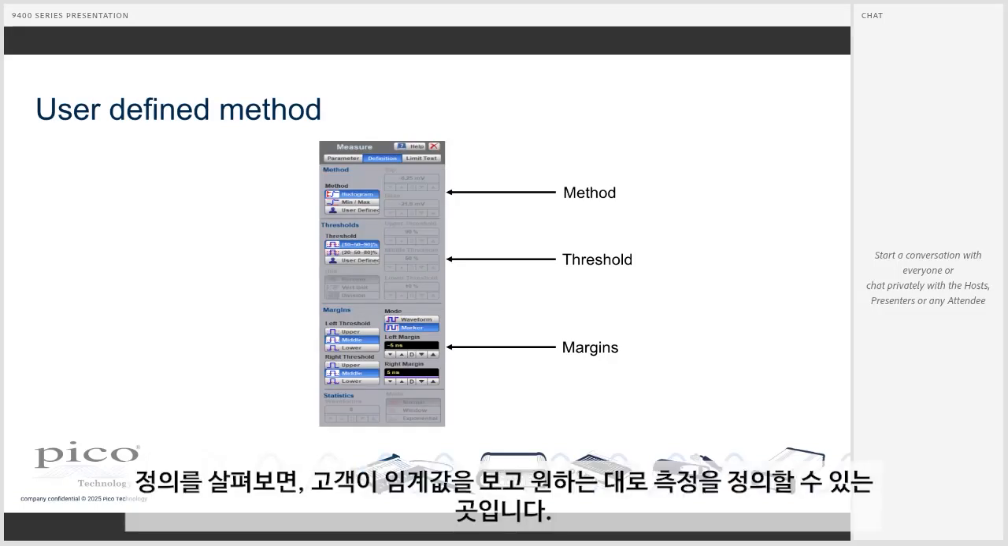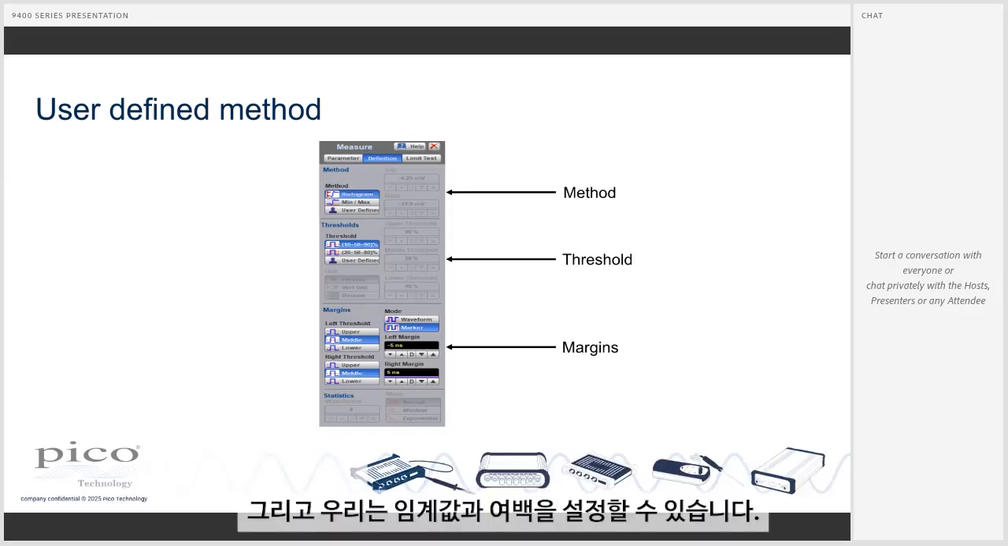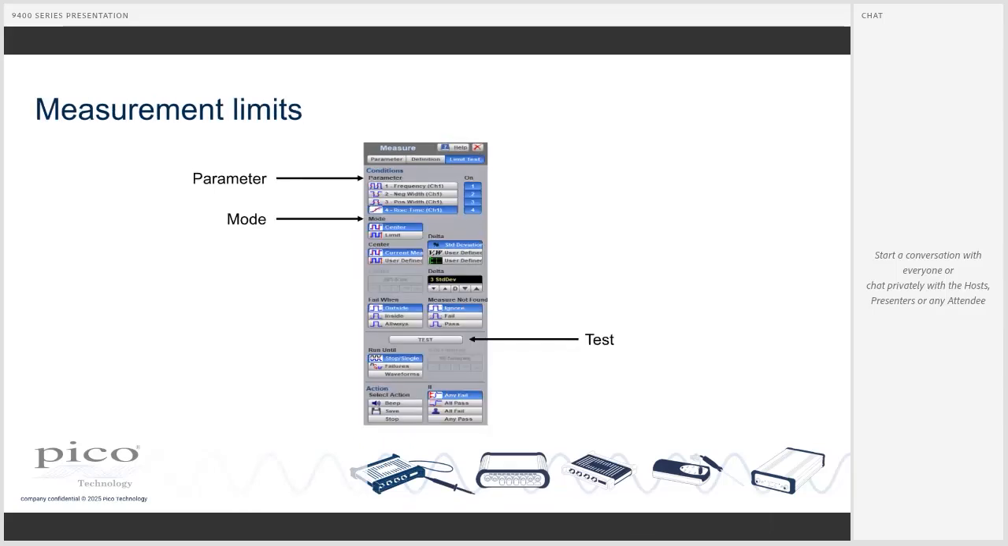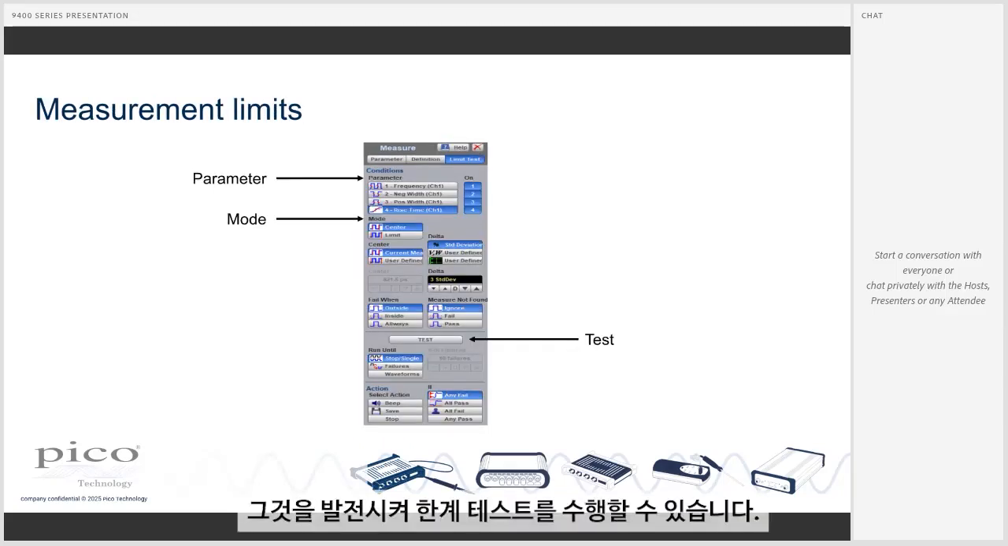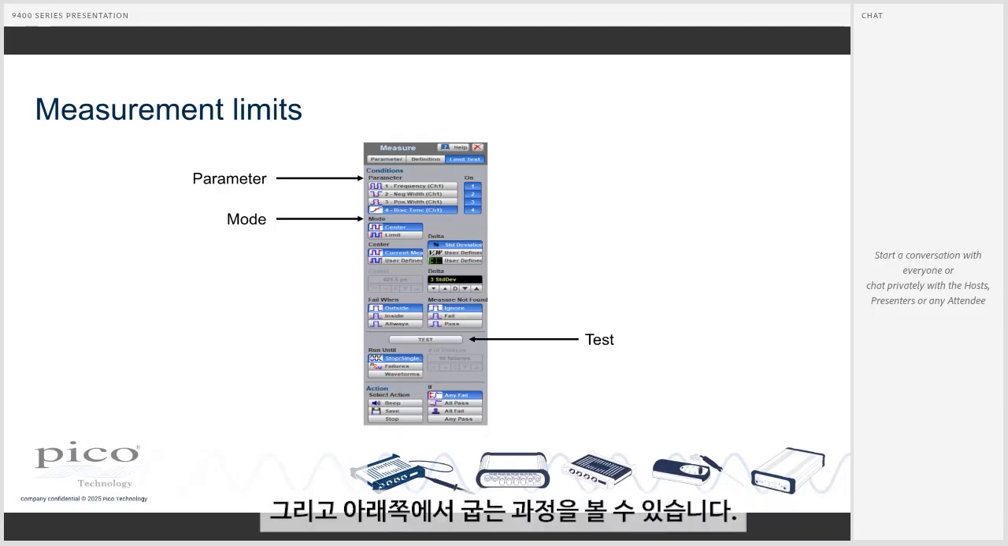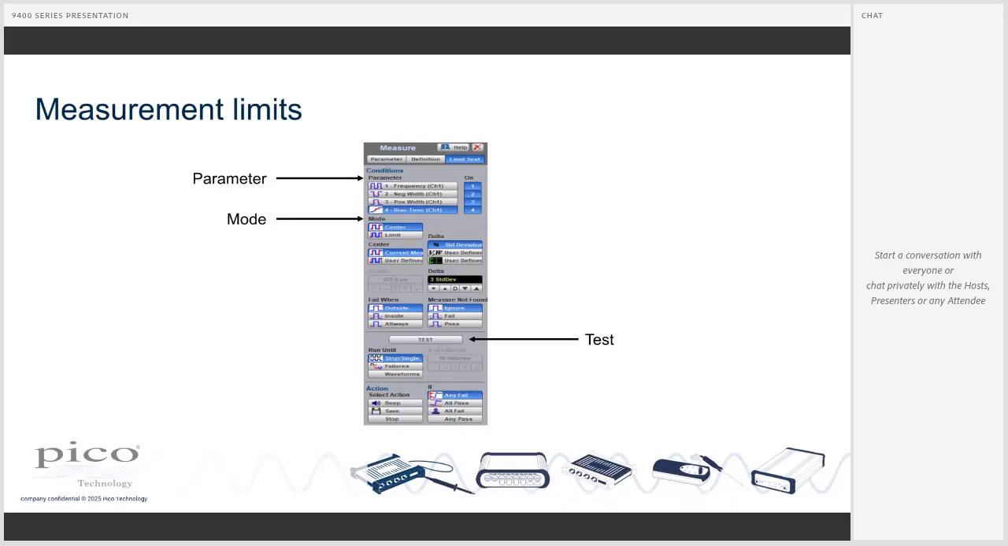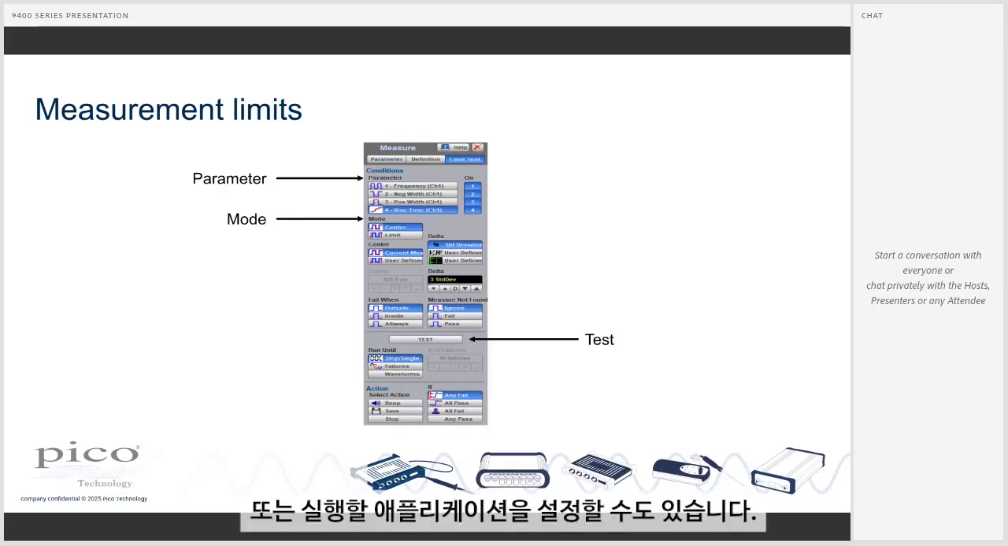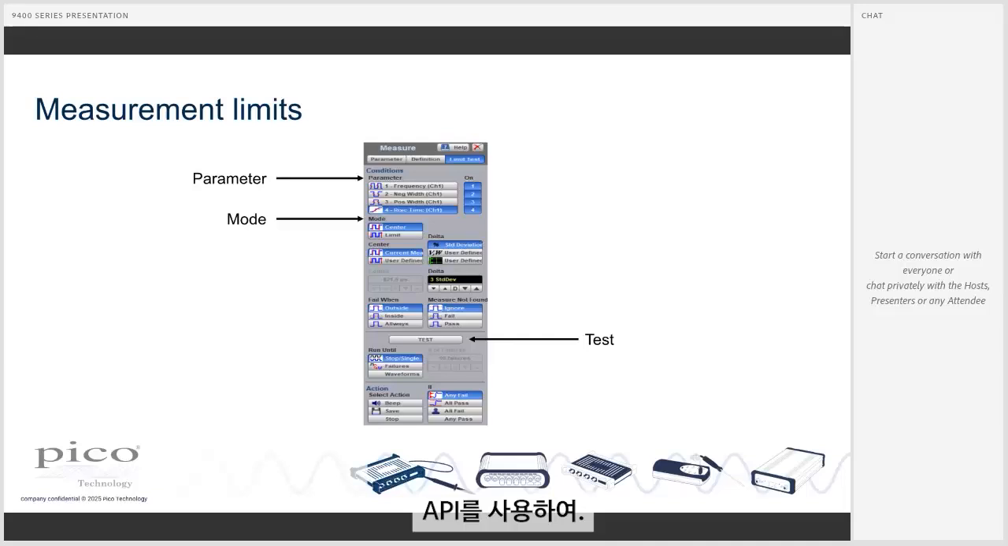Looking at the definition, this is where the customer can define the measurement how they would like that, looking at thresholds, and we can set thresholds and margins. Taking that forward, you can then do limit testing. So we have the limits that are set. You can run an automatic test, and you can see the action at the bottom there. We have a beep, or you can also set up an application to run using the API.